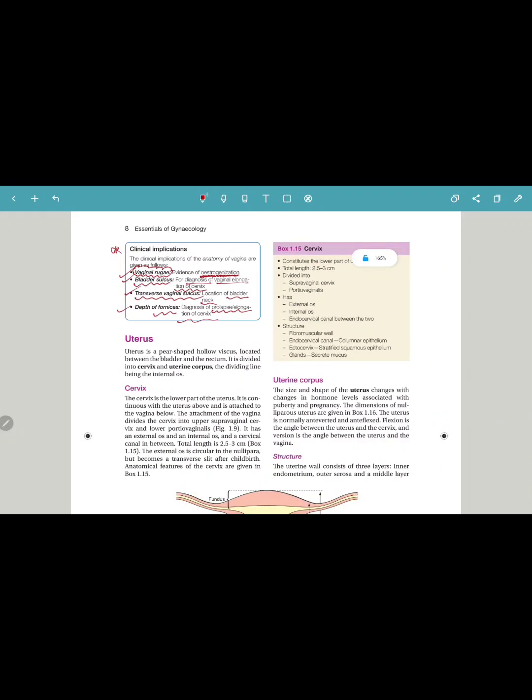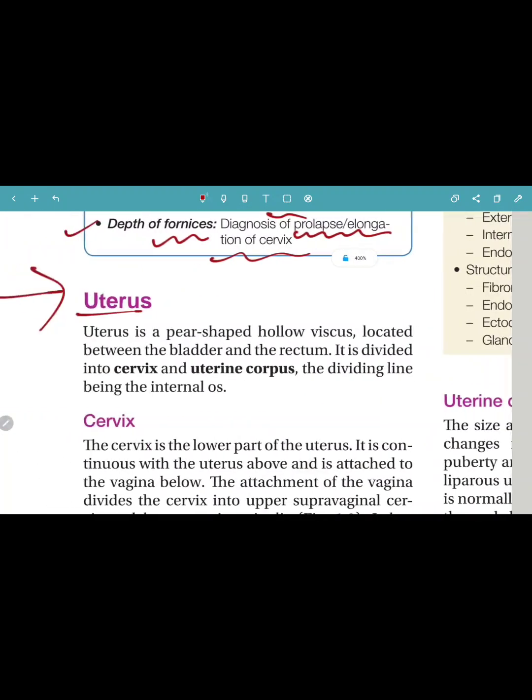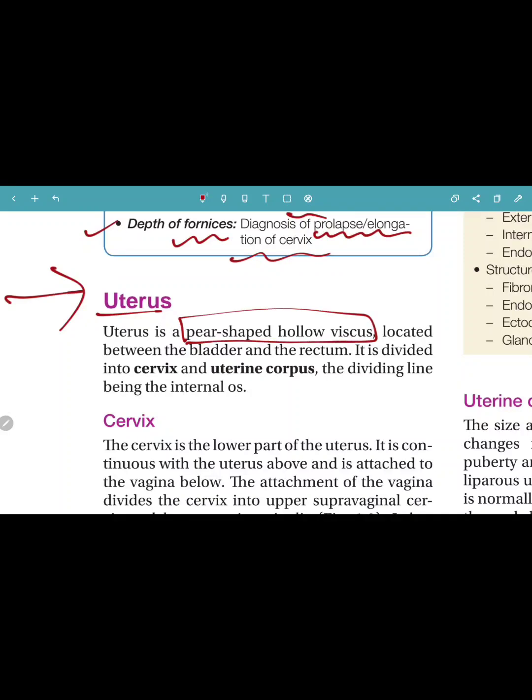Now let's look at the uterus. The uterus is a pear-shaped hollow viscus located between the bladder and the rectum. It is divided into a cervix and uterine corpus. Corpus means body. So there is a uterine body and a cervix, and the dividing line between the uterine corpus and the cervix is the internal os. Very important.